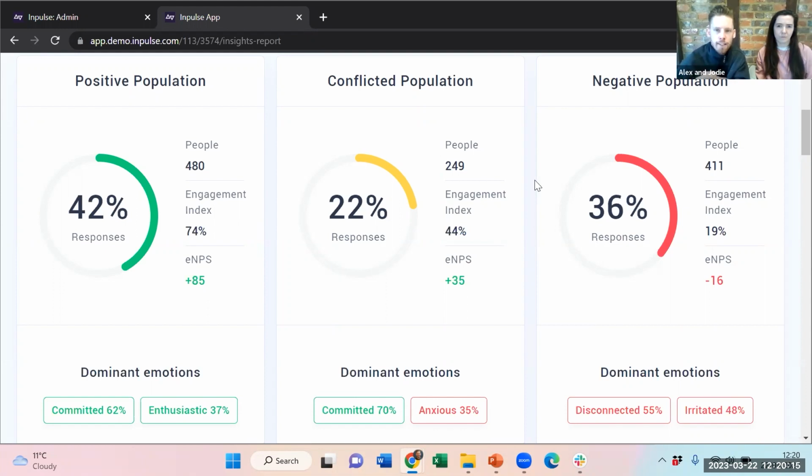And then finally, on the right-hand side, that negative population, which, as you would expect, is those that chose only negative emotions. I can then see the size of the populations. So 42% of people are positive, 22% are conflicted, 36% are negative. And I can also see the impact this has on other key survey information and data that we're collecting, which is around the engagement index and the eNPS. And we can see again, as Jodie talked about, a really strong correlation there between how people feel and this other key information we're collecting as well.